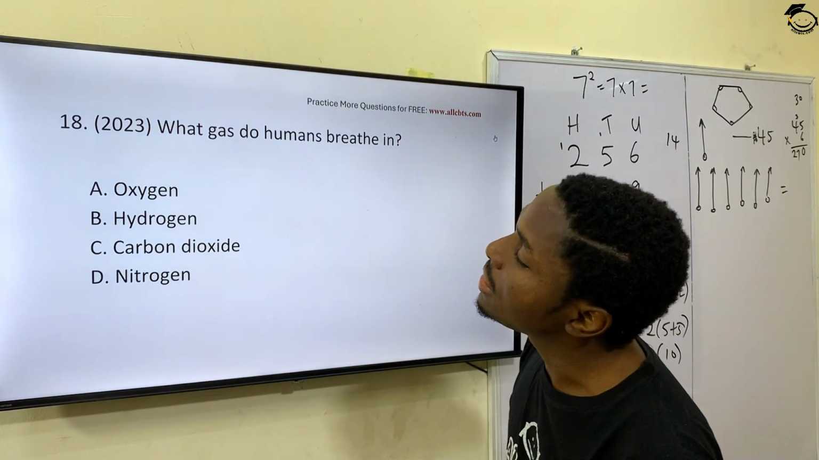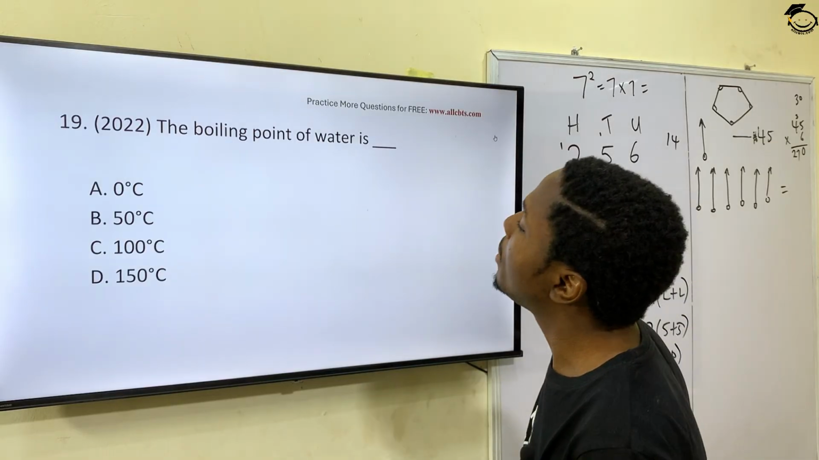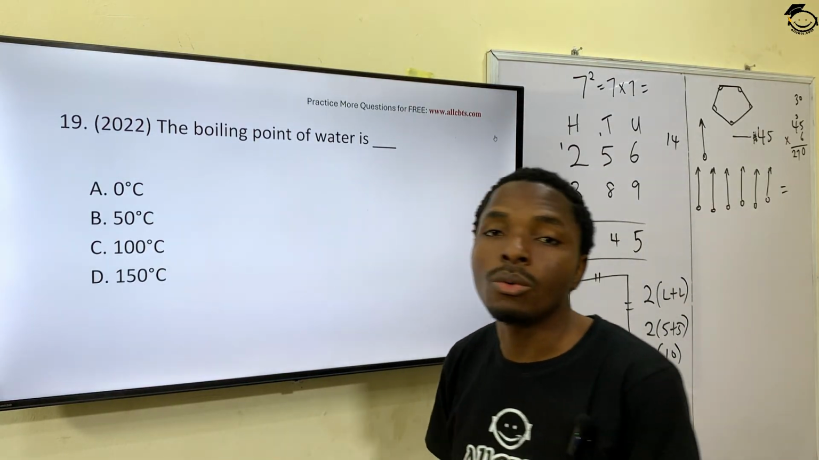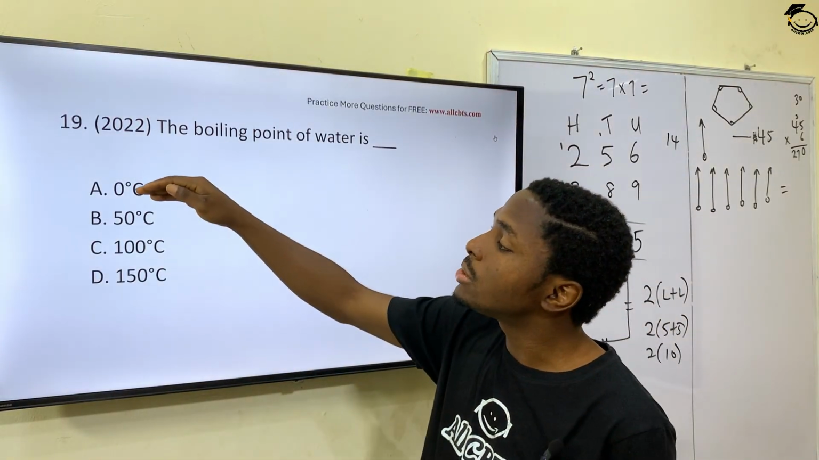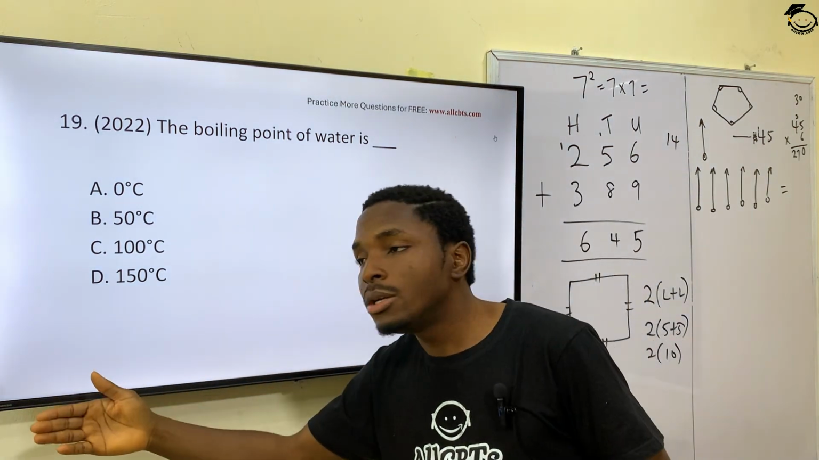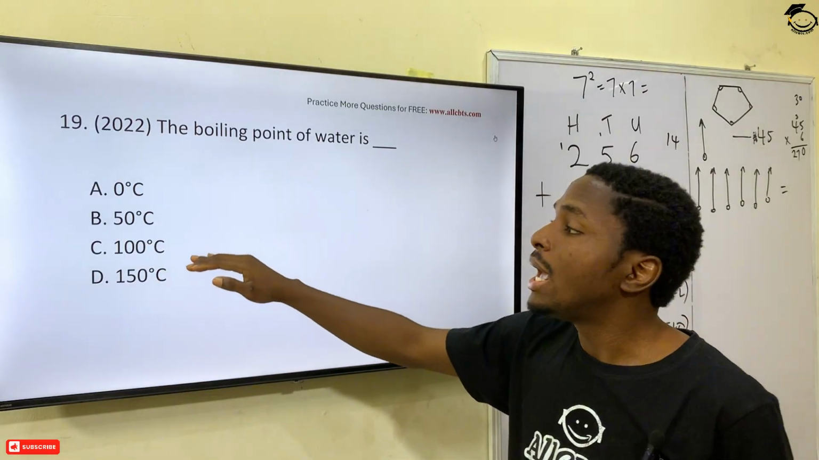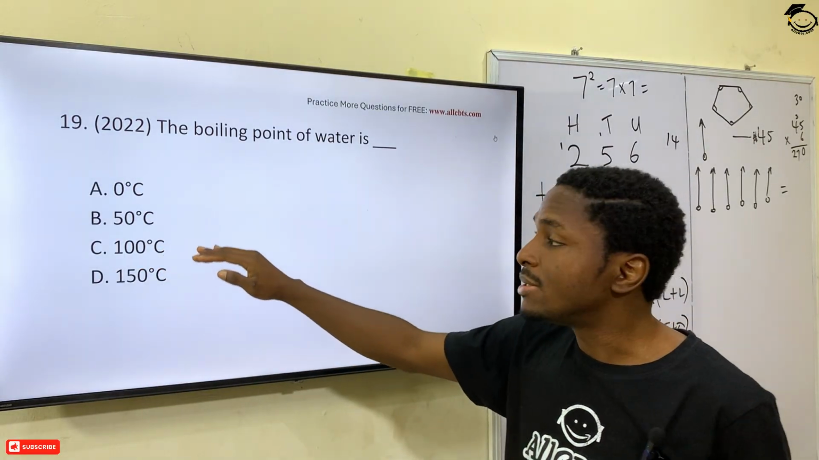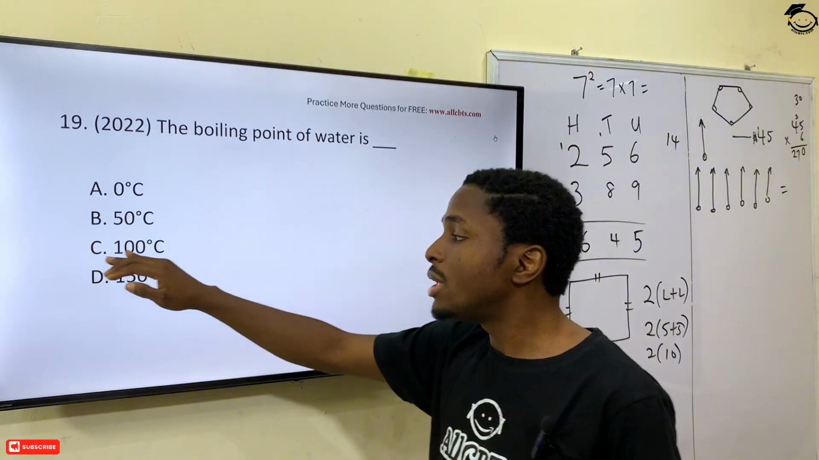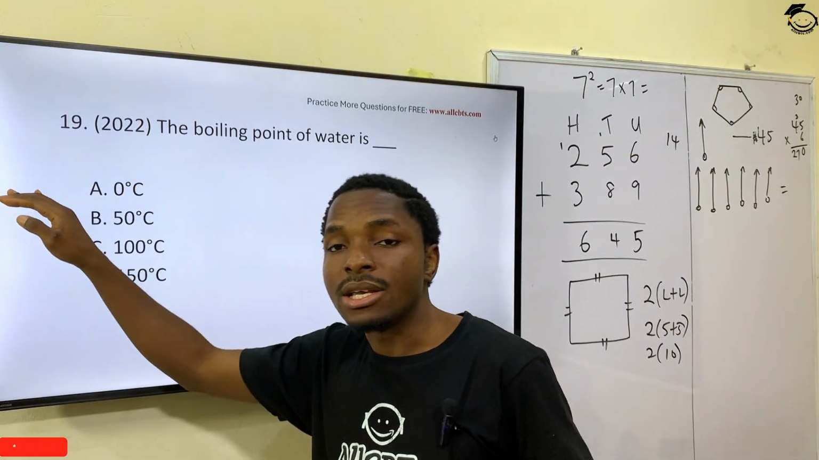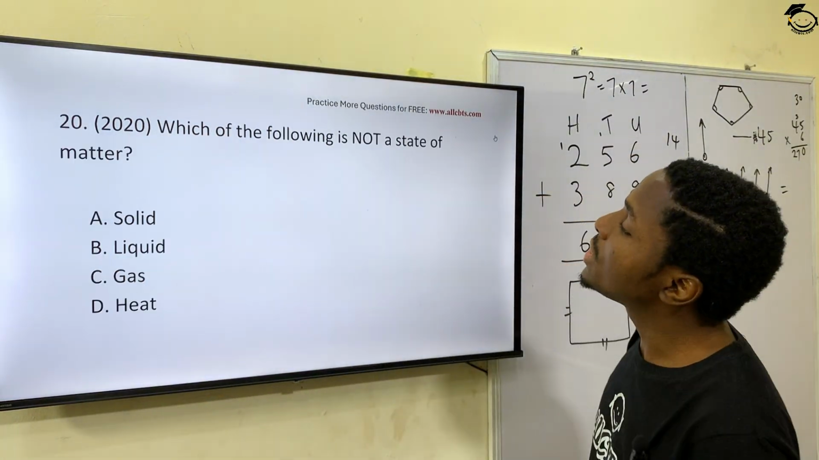And then 19. The boiling point of water is what? So at what point does water begin to boil? We've also been told this, 100 degrees centigrade. And at what point does it begin to freeze? 0. So it's boiling at 100, it's freezing at 0. Never forget that.